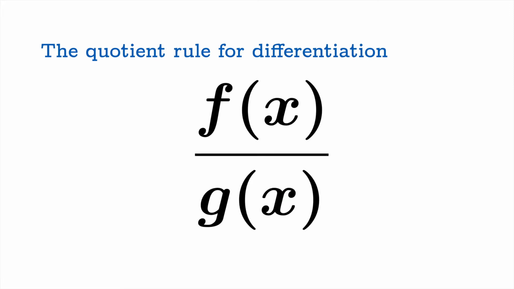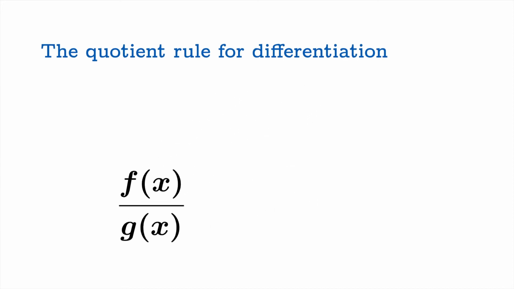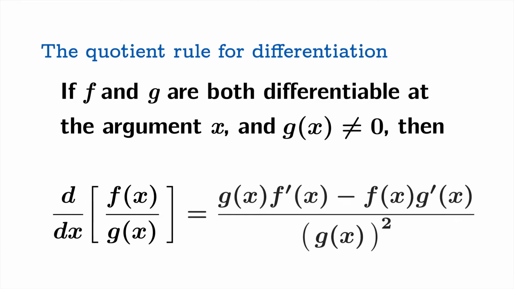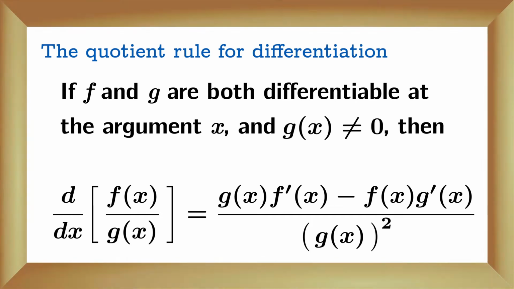So without further ado, here is the quotient rule for differentiation. If you have a quotient of functions, let's call the numerator a function f and the denominator function g, and you know that f and g are both differentiable at the argument x, and the value of g at x is not 0, then the derivative of this quotient is going to be equal to this expression here. g of x f prime of x minus f of x g prime of x, over g of x quantity squared. That's the quotient rule.